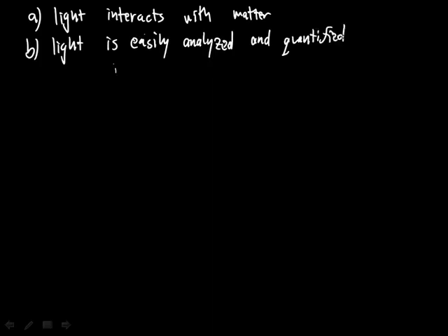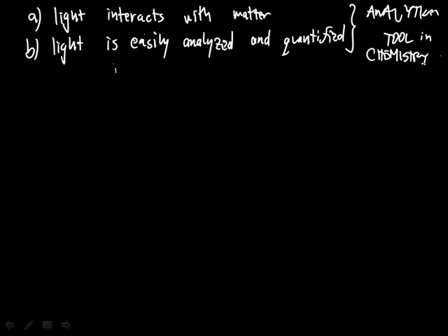So we can easily measure even a tiny decrease in the intensity of light, and we can quantify that. And then we can correlate that change in the intensity of light with the change that occurred in our molecule upon excitation with that light. And so that's why we use light as an analytical tool in chemistry.